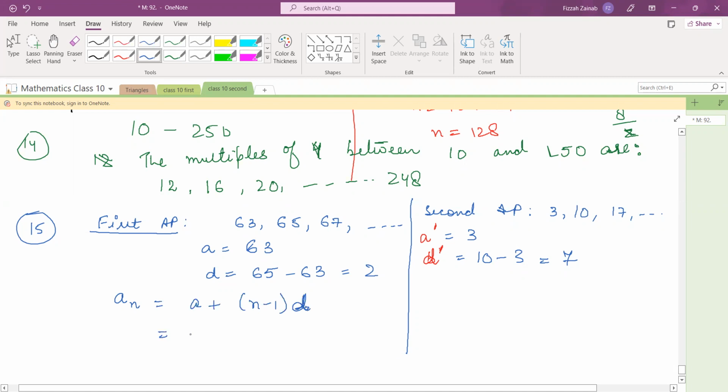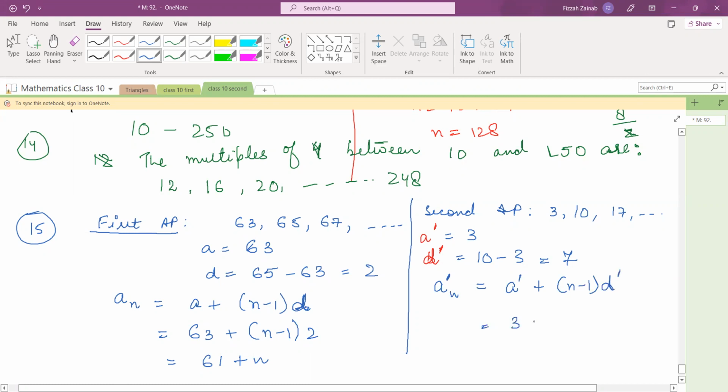So this is 6 plus n minus 1 into 2. Right, so just simplify it a little bit. So 63 minus 2 will be 61 plus n. So this will be the nth term. Similarly here, now a n, now you put a dash. So this is different. It is equal to a dash plus n minus 1 into d dash.